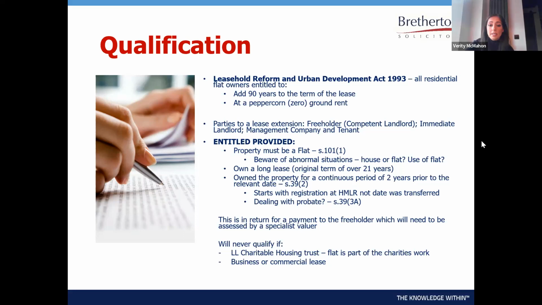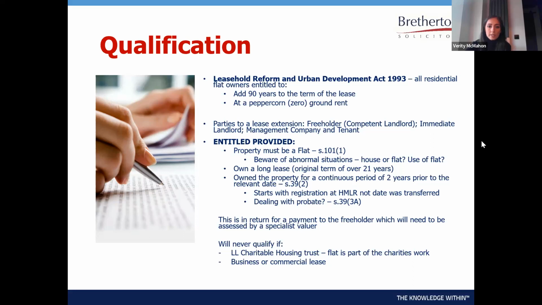The parties to a lease extension will be the freeholder, which will become the competent landlord. This can sometimes be an immediate landlord if there is a head lease involved. A management company, beware there could be more than one, and obviously the leaseholder.